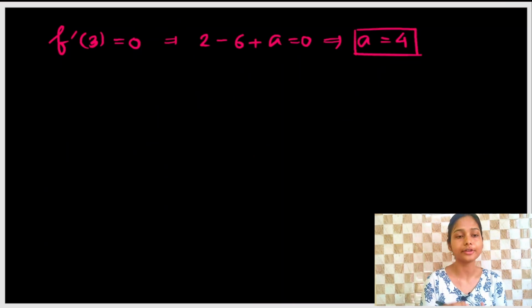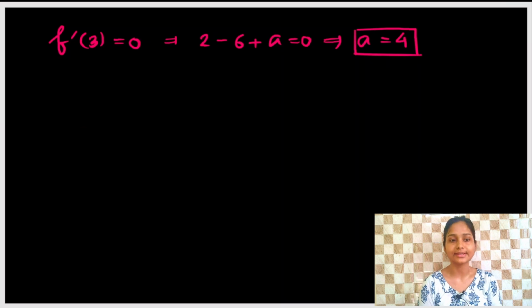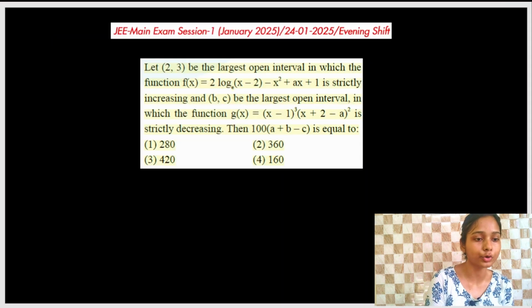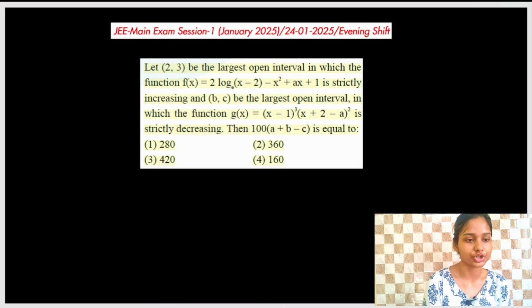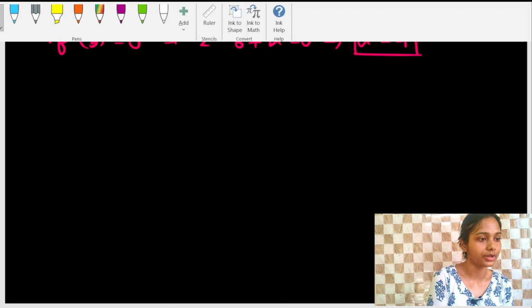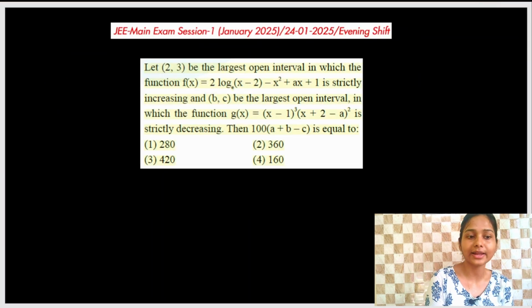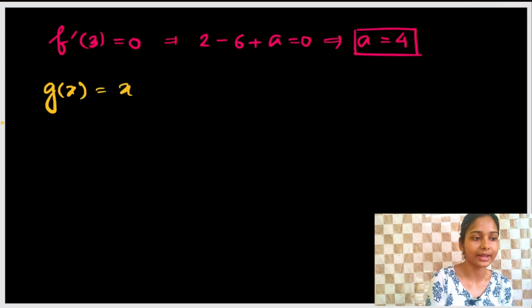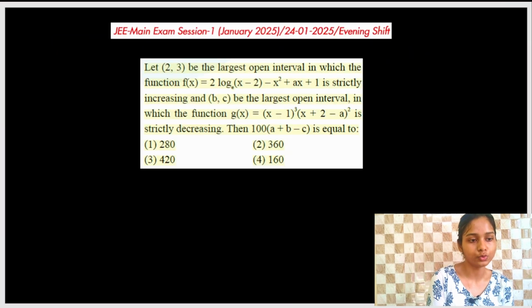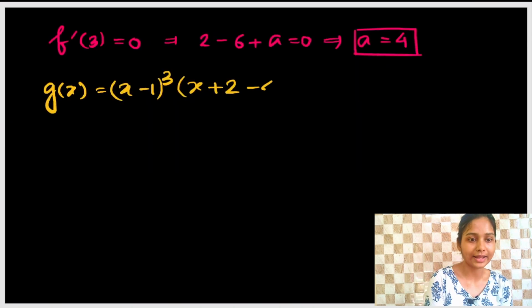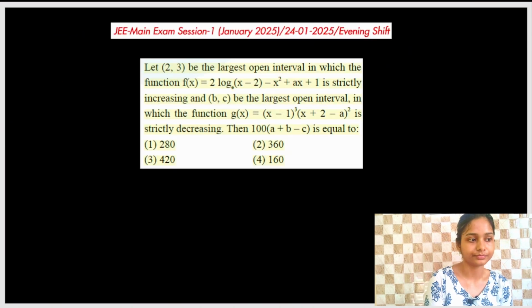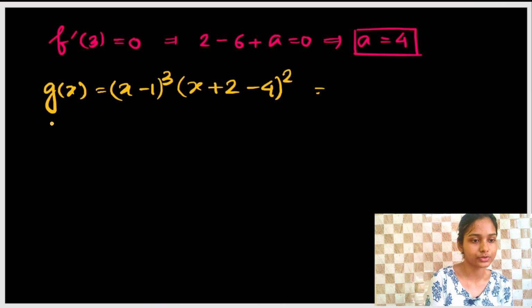For now we are considering it. If we will not get any value from here which is in the option, then we will continue with f'3 greater than 0. So a has the value 4, and if we put the value of a in this g(x) function, we will obtain, okay, so g(x) is what? (x minus 1) whole cube (x plus 2a) minus a. g(x) is (x minus 1) whole cube (x plus 2) and then minus a. So minus a will be minus 4.